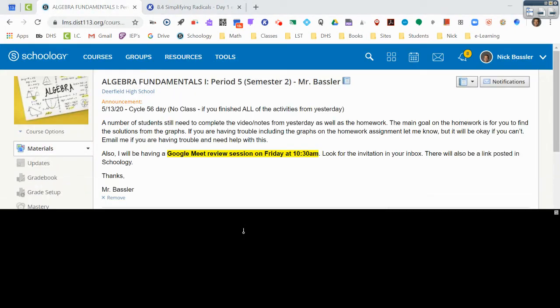We're going to try to get a Google Meet review session going on Friday at 10:30 to talk about this week so far and the last couple of weeks. Just do a little review before the end of the school year. So hopefully you can make it on Friday at 10:30 to do a review session and wrap up the school year. But we are going to be learning the rest of this week and next week as well. We're just going to finish off the school year like that.